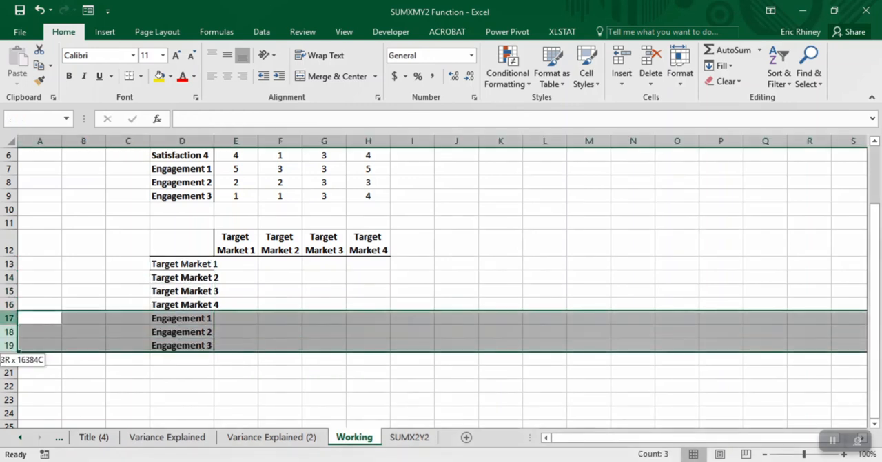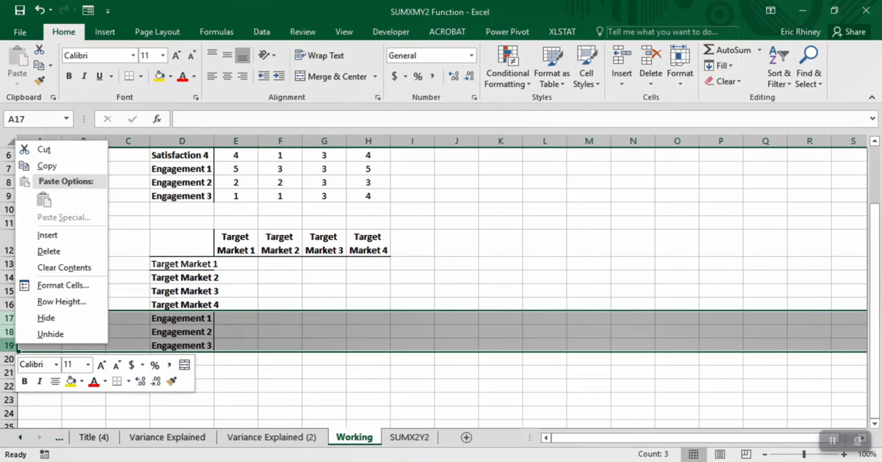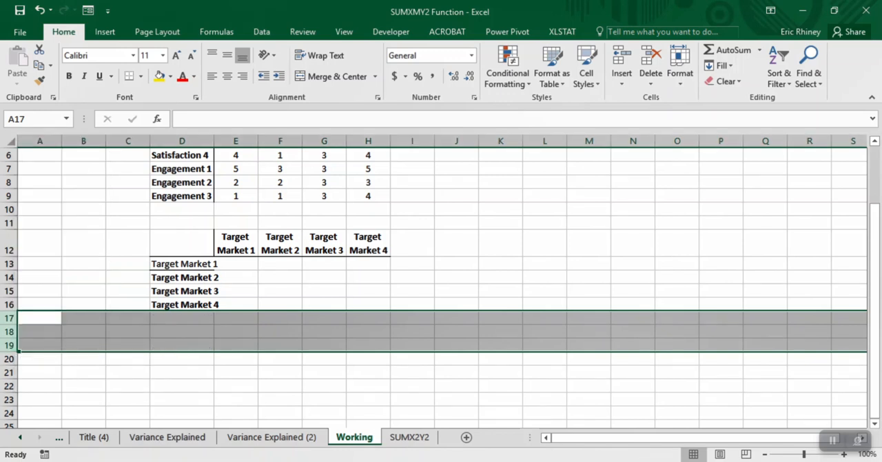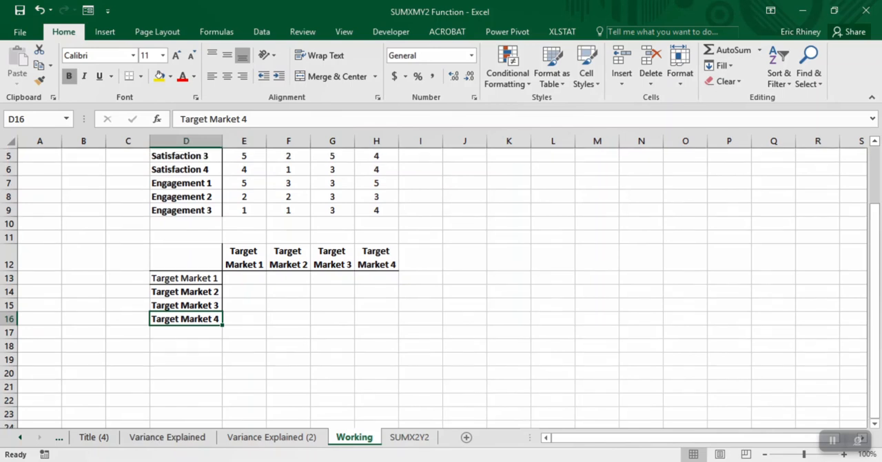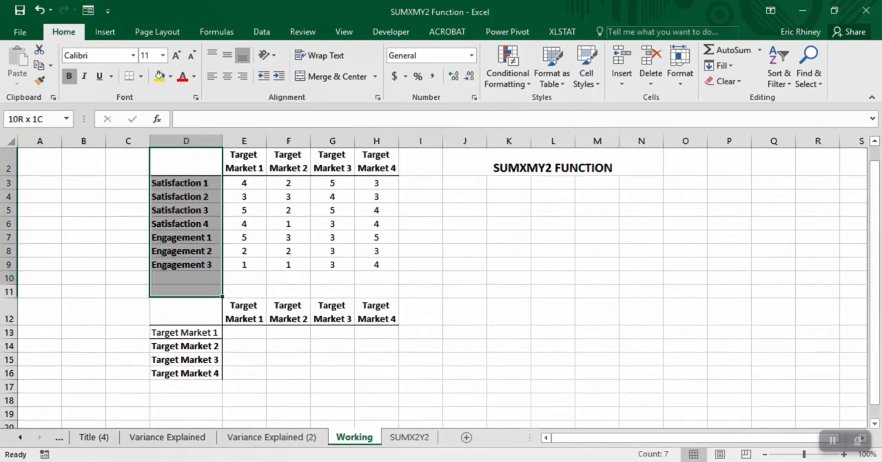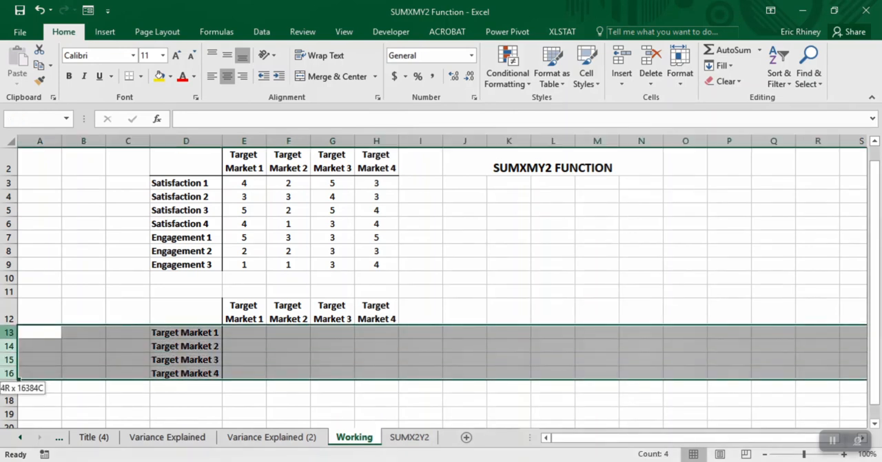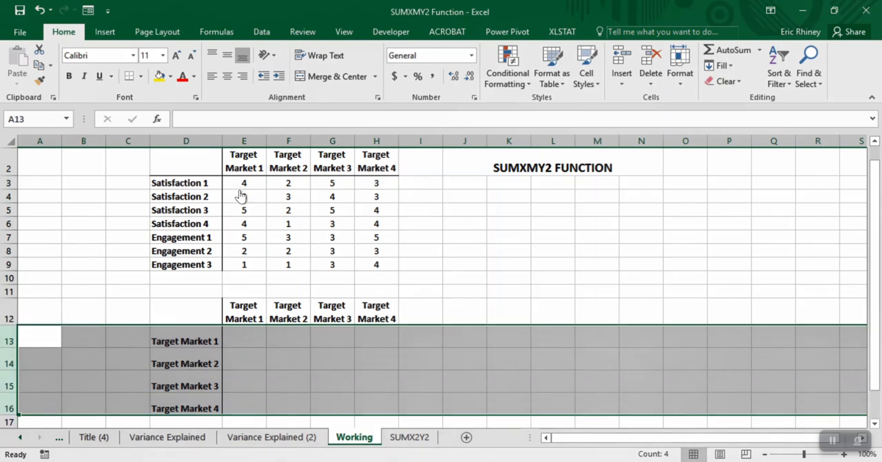let's get rid of these because those are not necessary. Let's try that again. For some reason, this all did not work. Try that one more time. There we go. All right. So basically what we're doing here is that we are comparing target market 1 to target market 2, target market 2 to target market 3, etc.